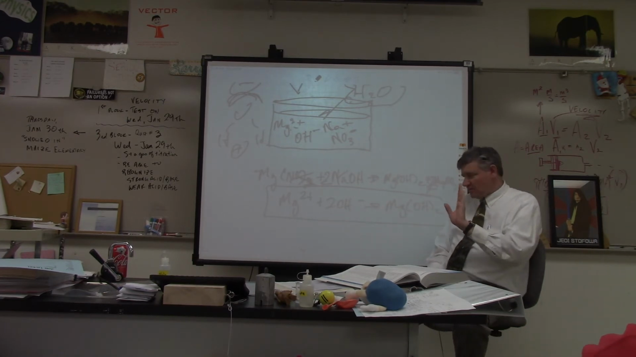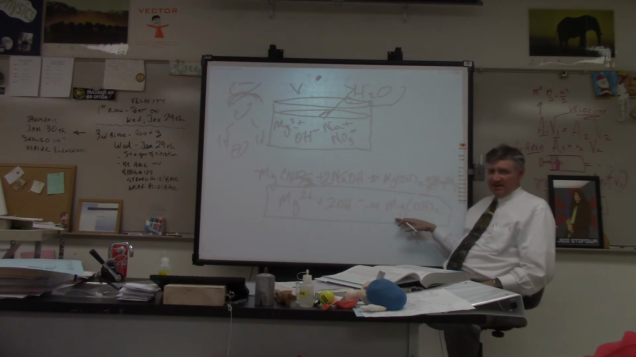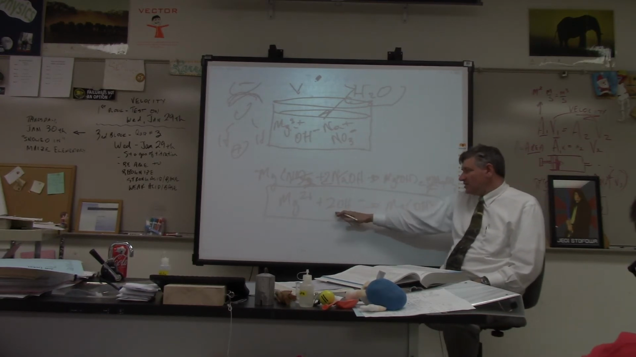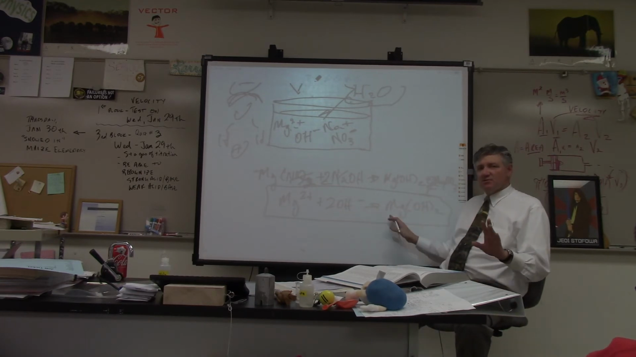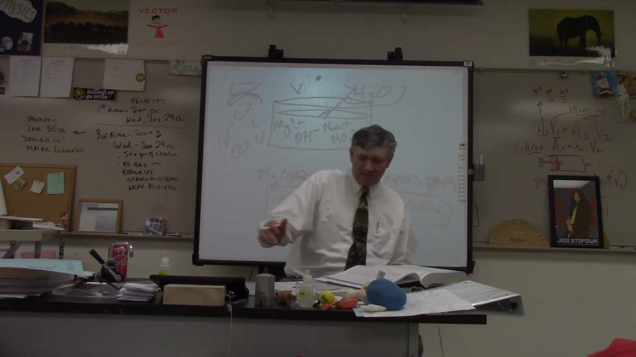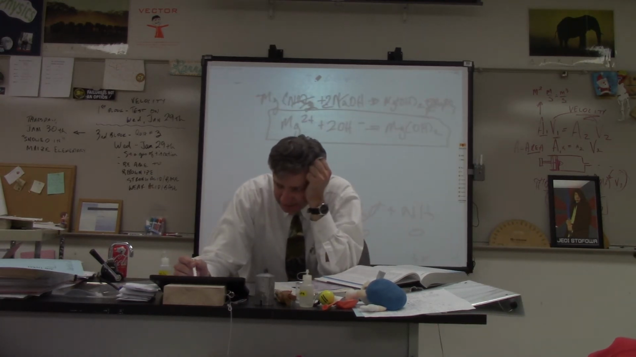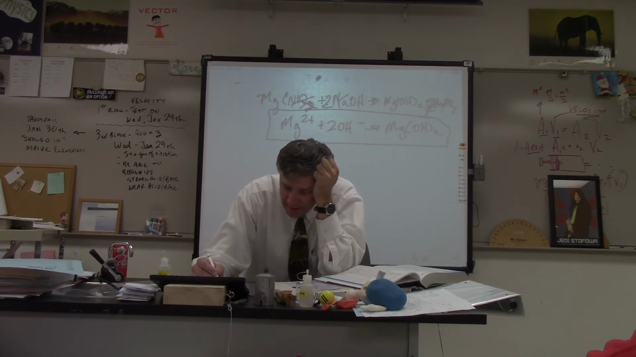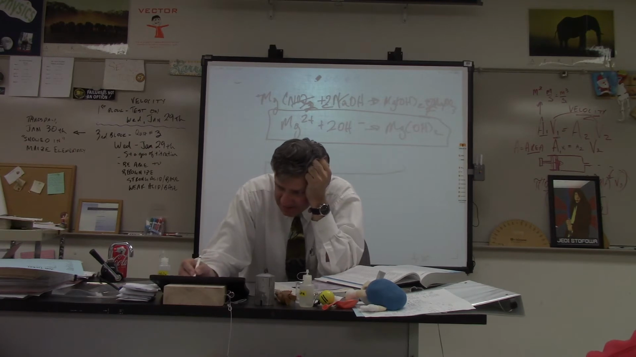Now, when you look at how you're going to calculate Ksp, it's products over reactants, right? Even though this is what's forming the precipitate, this isn't what we're going to focus on. What we actually need to focus on is if you had a bunch of magnesium hydroxide, and this is the paradigm shift that you have to make, when you look at how that Ksp is calculated, it isn't based upon the formation of a precipitate.